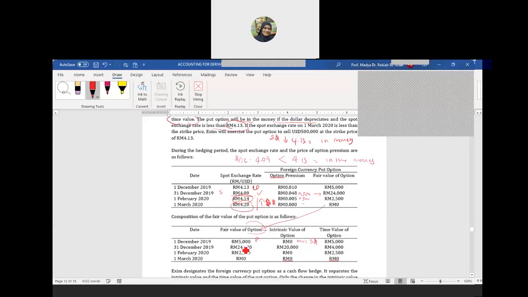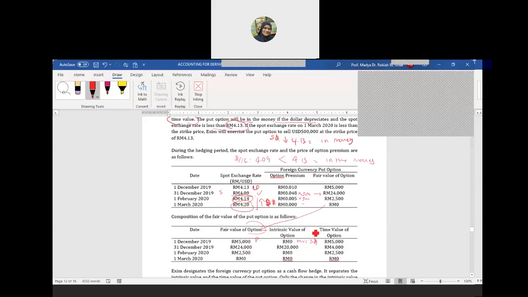And then you come to the next one, you have 24,000. The 24,000 that you have here is from here. So the increase in the value of 24,000 comes from here. And then you look at the intrinsic value here. The intrinsic value is 20. Where does the 20 come from? How do you calculate that 20? The 20 comes from 4.13 minus 4.09.